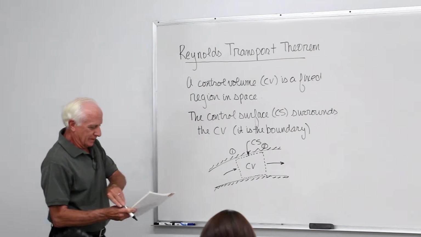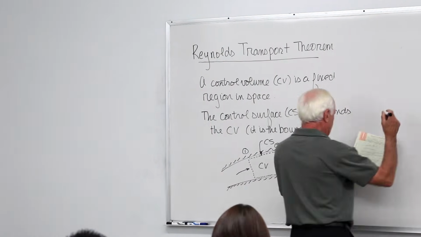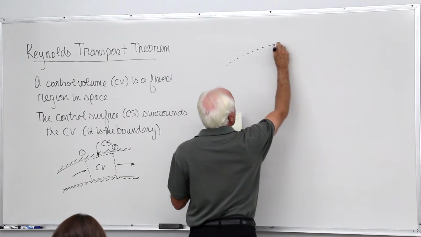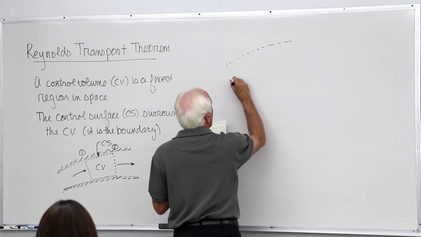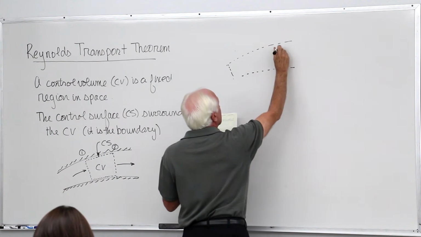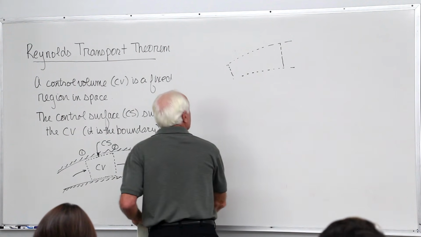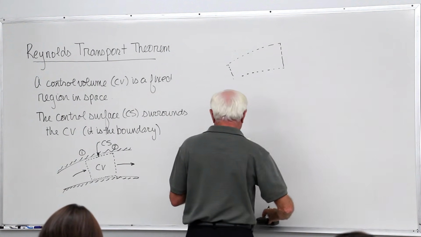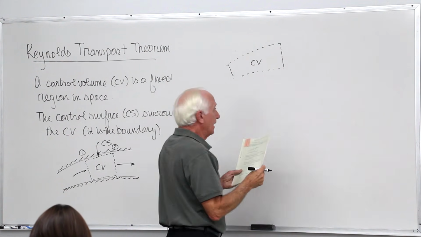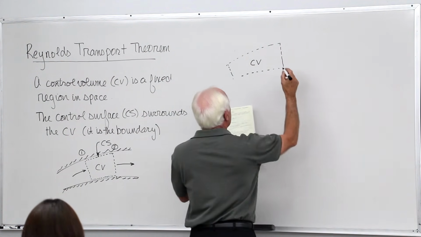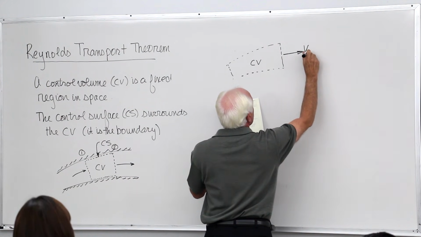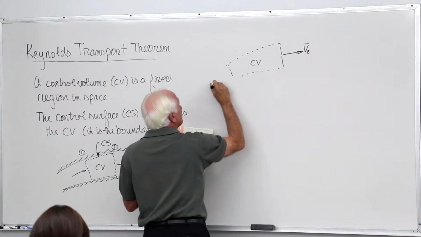And we can also draw that to look like this. Take that control line out now, draw it like this. Or it might look something like this. So this is our control volume. And we could have velocity coming out here. This would be V2. This would be V1.